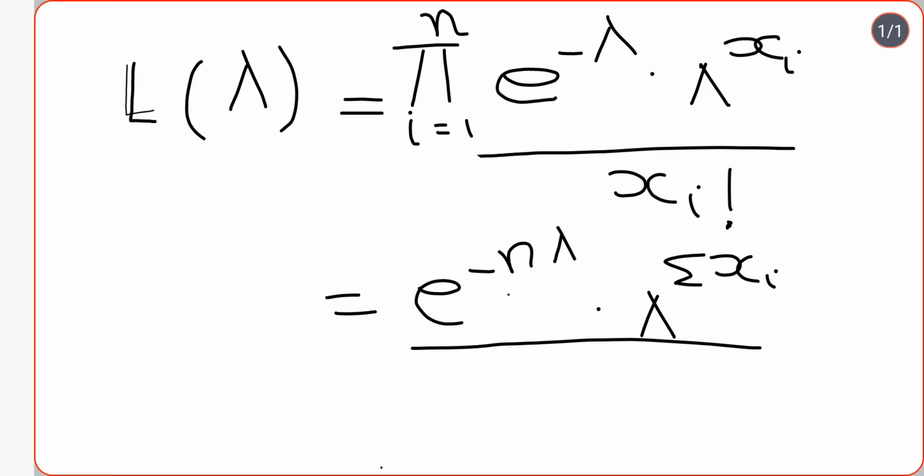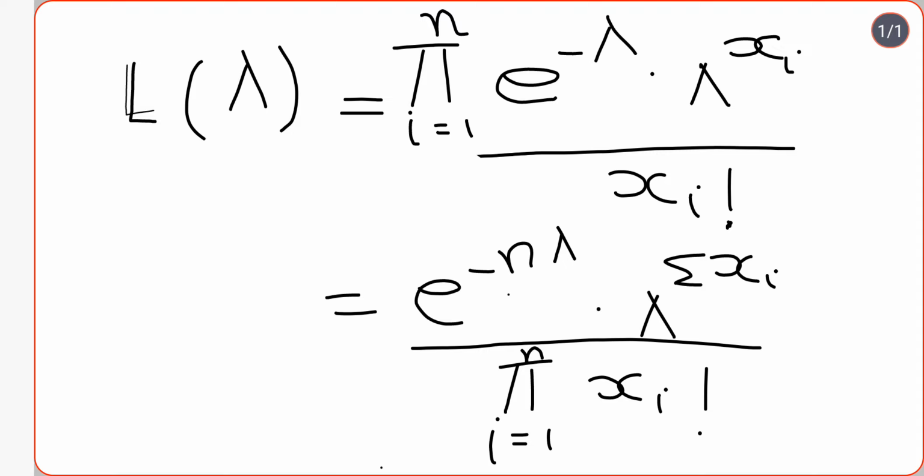As this is xi factorial, we are not able to do a summation with the xi factorial, so we have to just keep the product form, that is pi from i to n of xi factorial. We have to keep the pi with this xi factorial. Now we are going to take the log of both sides. After taking the log of both sides, we will do the derivative with respect to lambda, and then we will find the value of lambda, that is basically the maximum likelihood estimator of the Poisson distribution.